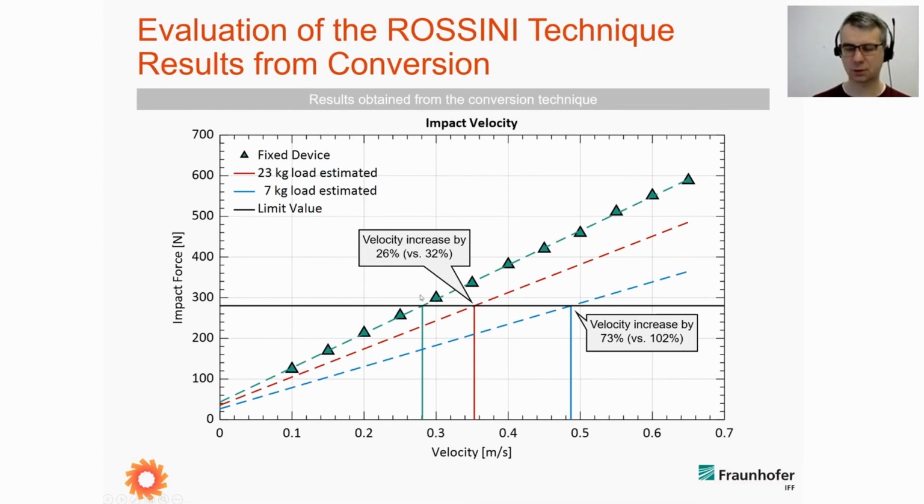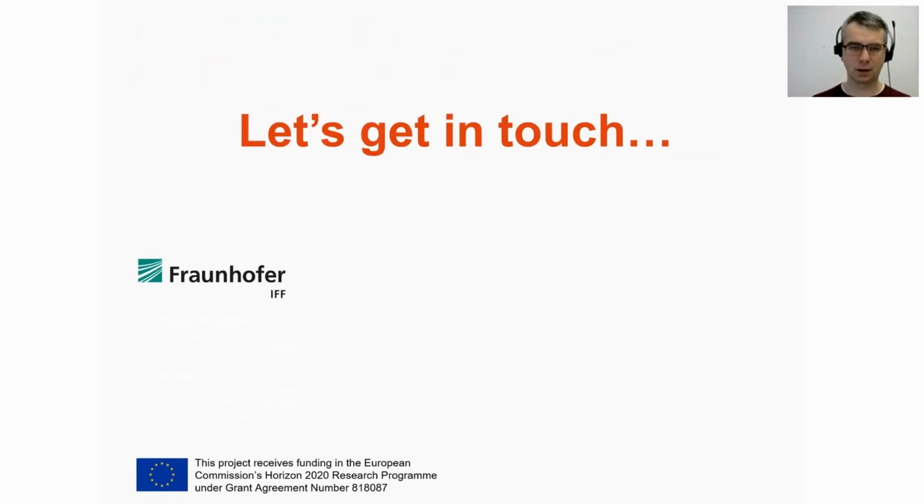This shows us that we are underestimating the speed, so we are on the conservative side, which is good. For the blue curve, which is 7 kilograms, we receive an increase of 73% compared to 100%. It's approximately the same relative difference. So in summary, the conversion technique will allow us to go even faster when we can ensure that we have transient contact. That's everything from my side. If you have questions, I hope that we have time after the presentations to answer them. Thanks.